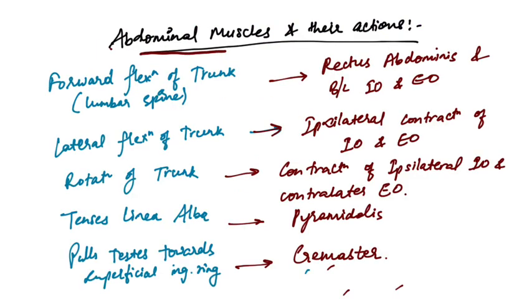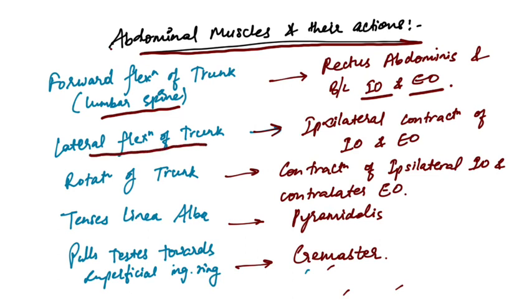Now abdominal muscles and their actions. Forward flexion of the trunk, lumbar spine, is due to the rectus abdominis and bilateral internal oblique and external oblique. Now lateral flexion of the trunk is due to ipsilateral contraction of the internal oblique and external oblique.